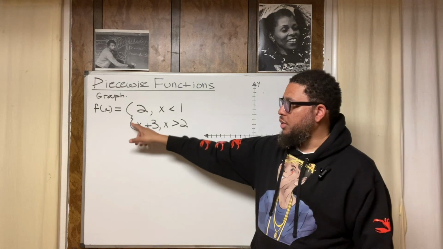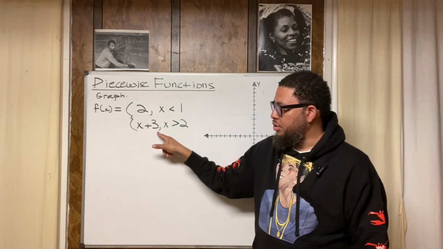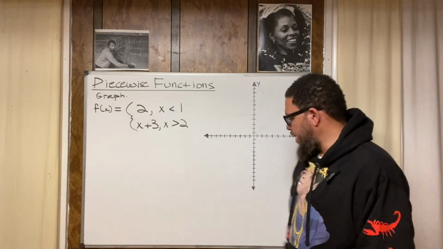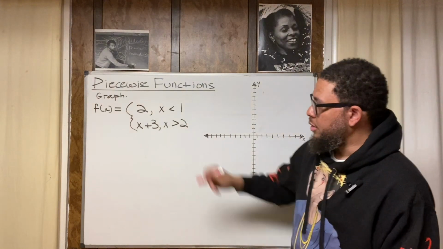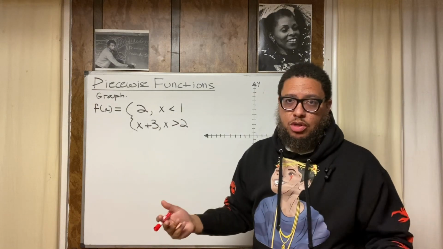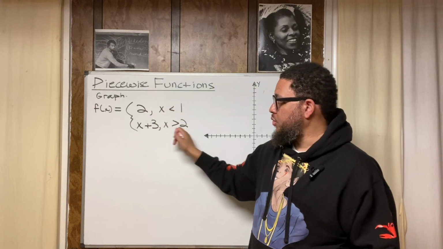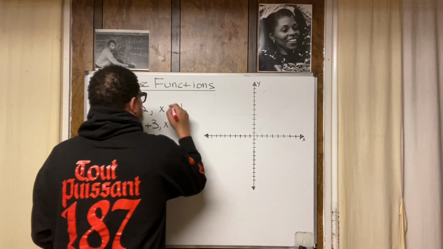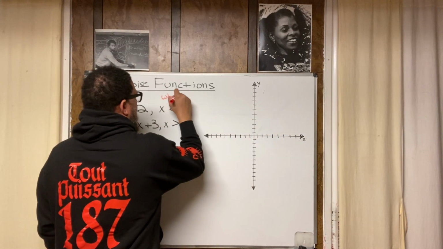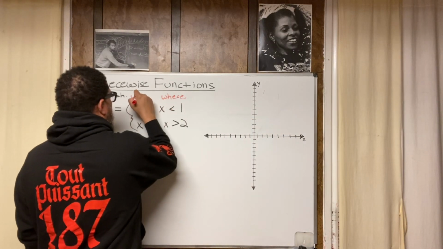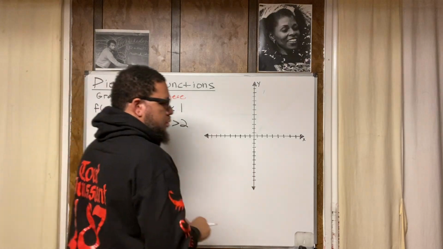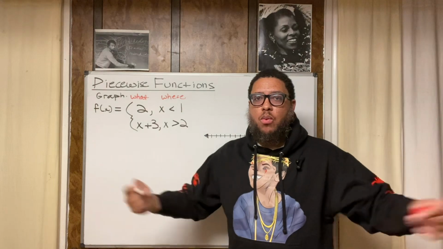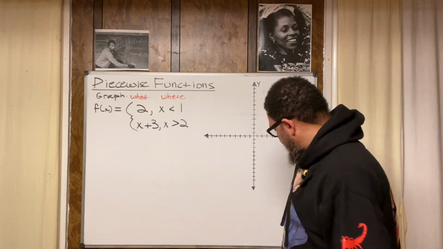And then the second function, we got f of x is equal to x plus 3. But we only want the part where x is greater than 2, right? So think about it like this. This is the domain. The x values are the domain. x is less than 1 and x is greater than 2, right? That's the where. So we got where and we got what. So where and what, right? That's what we got.